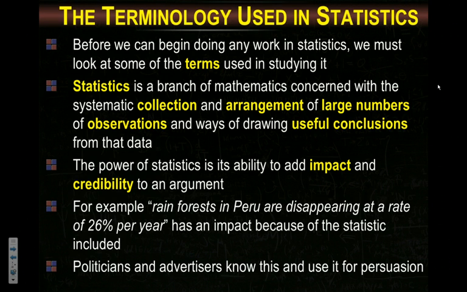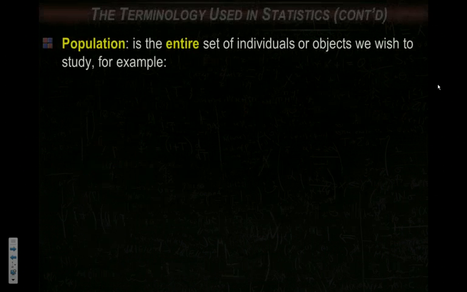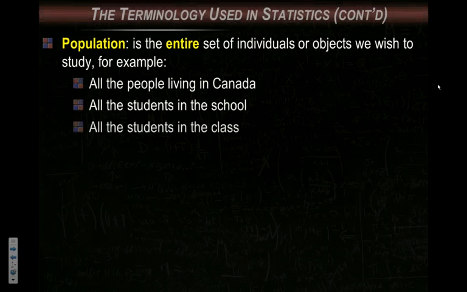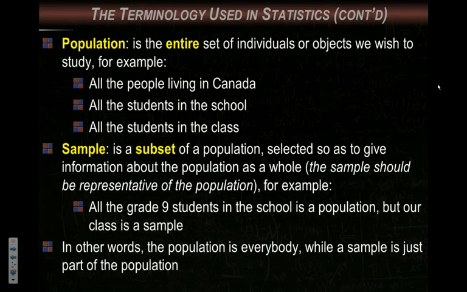So people who know this are people like politicians, people like advertisers, amongst others that use statistics to help make their point and persuade people. So the word population is the entire set of individuals that we are wishing to study. So for example, all the people living in Canada is the population of Canada. All the students in the school is the population of the school. All the students in this class is the population of this class.